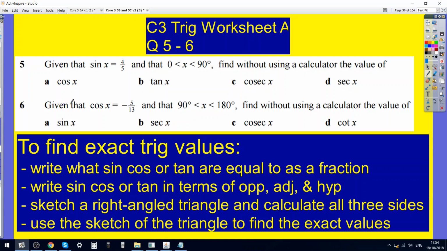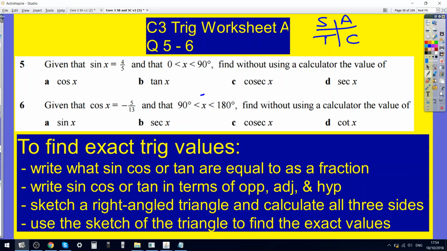So let's say 6 part A. How would you do this? Given that cos x equals minus 5 over 13 and that x is greater than 90 degrees and less than 180 degrees, find the exact value of sine x without using a calculator. So cos x equals minus 5 over 13. Do we need the CAST diagram? Sure. So that's what it looks like.